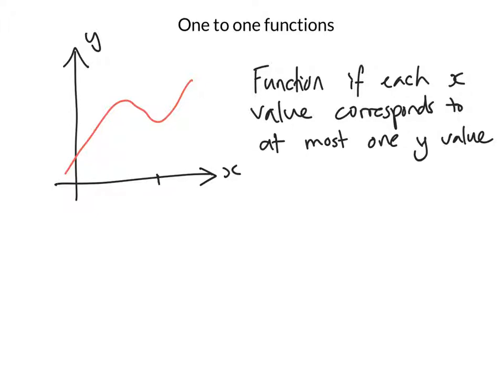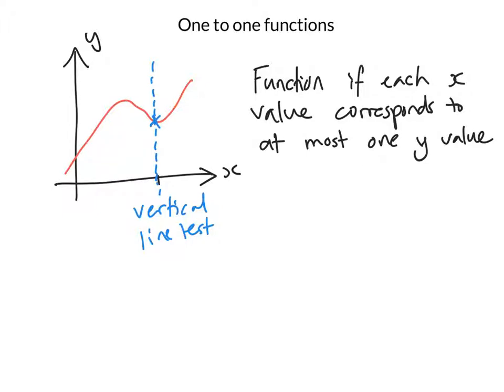And the test that you would have used last year for whether something is a function or not is called the vertical line test. The vertical line test basically says that if you can draw a vertical line and it only crosses at one point on the graph, and in this case it does, then it's a function.